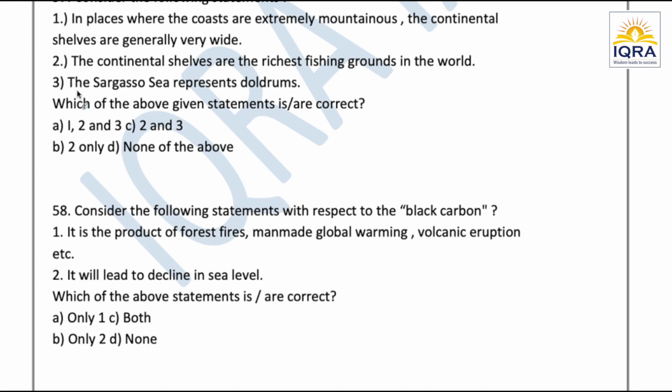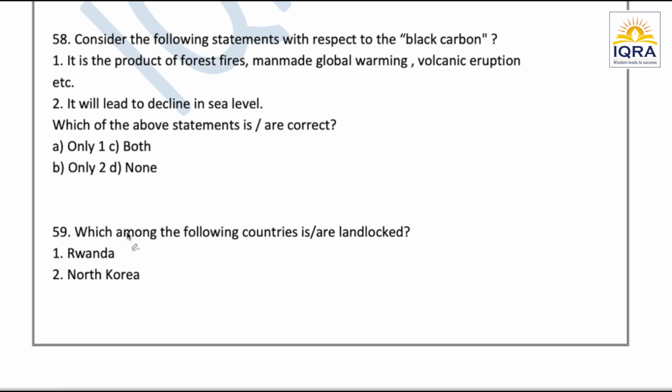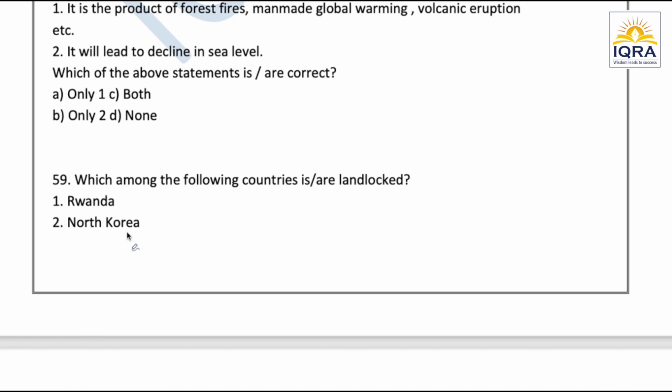Statement 3 says the Sargasso Sea represents doldrums. No. This is an incorrect statement because the doldrums lie between 10 degrees north and 10 degrees south latitude, and the Sargasso Sea is located in the North Atlantic Ocean. So this becomes an incorrect statement. So the answer for this question would be option B, that only the second statement is correct here, right?